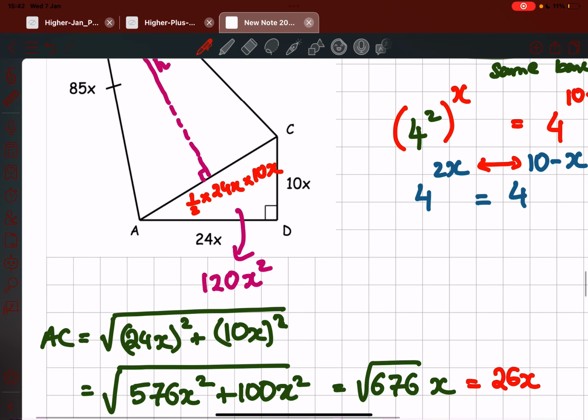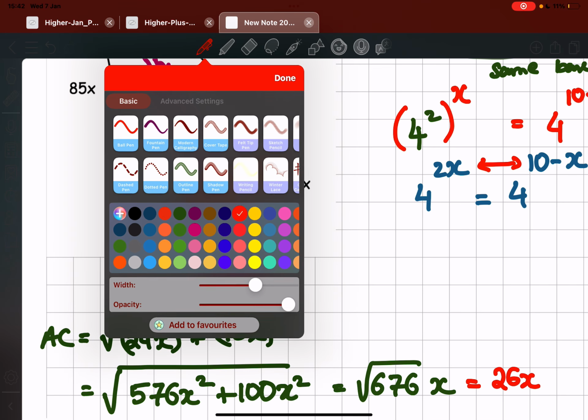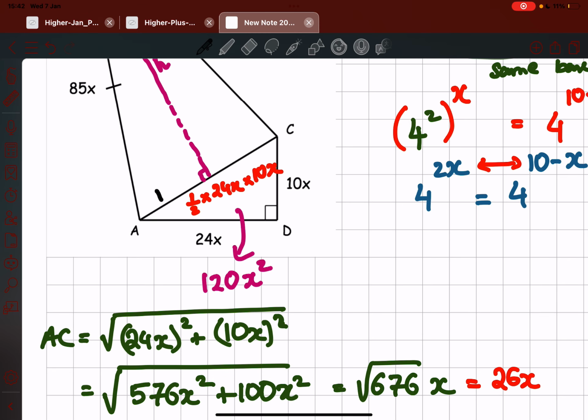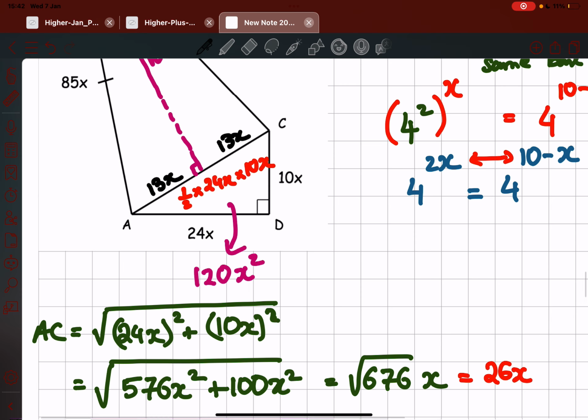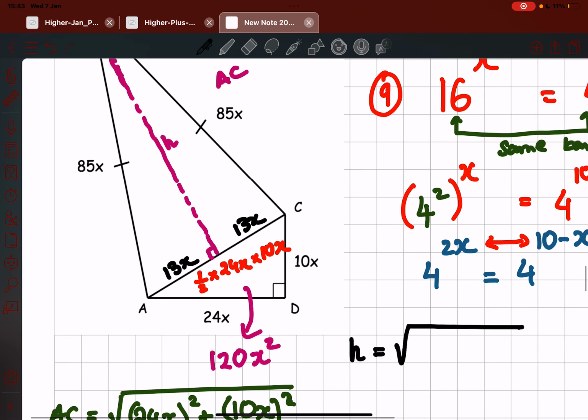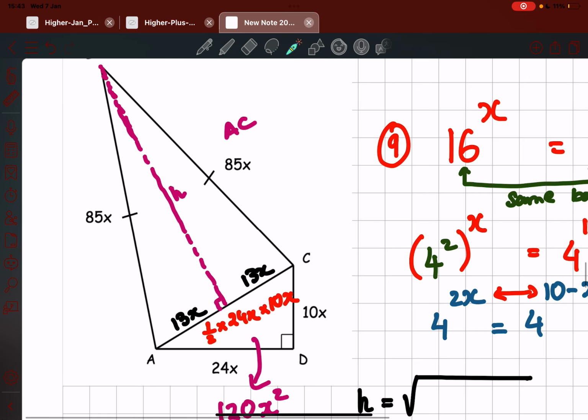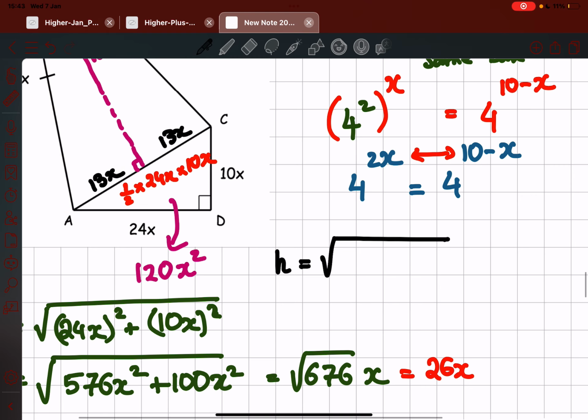So if AC is 26x, then we know this half should be 13x and 13x, because in an isosceles triangle the height splits the base exactly in half. So that means I should be able to find the height. Here I've got my hypotenuse, which is 85, and I've got the other side. I should be able to find the third side, the shorter side.